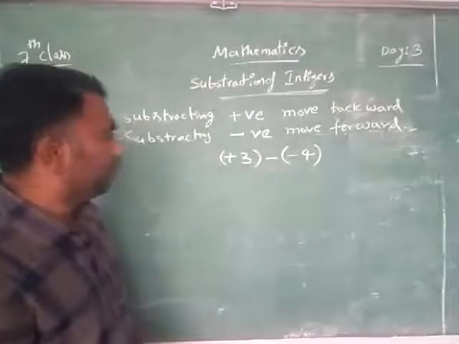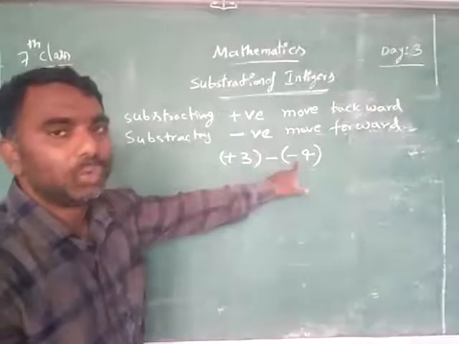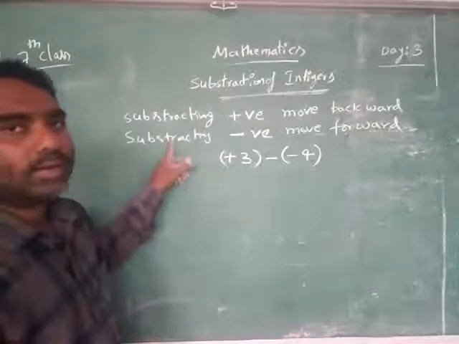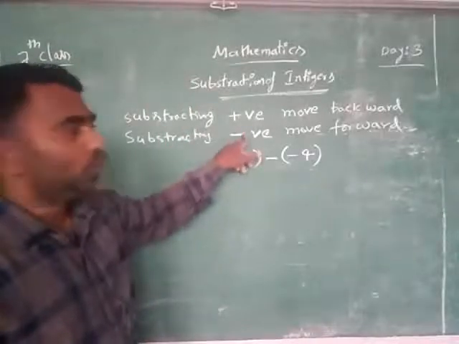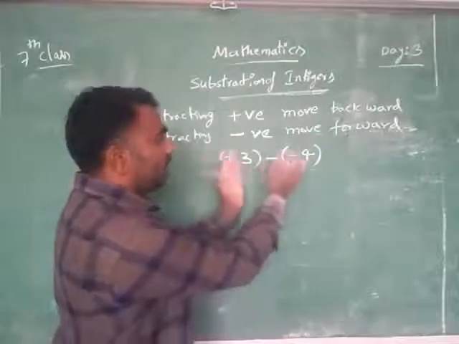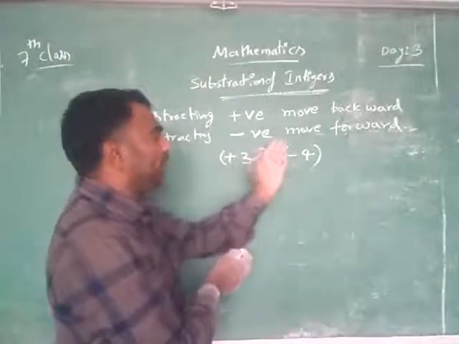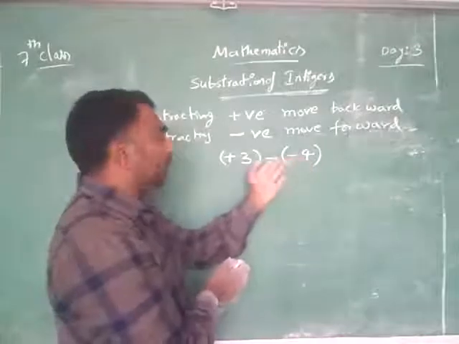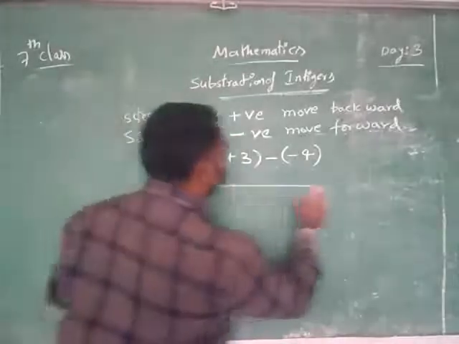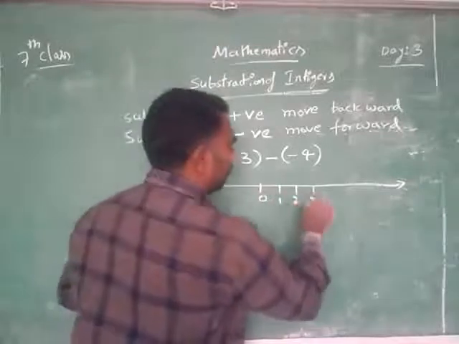Which situation is it? What are you doing here? Subtracting. What are you subtracting? Negative. Subtracting negative. Which is it? Second one. Subtracting negative, so we need to move forward. So try to understand what is in the question. What are you doing? I am subtracting. What are we subtracting? Negative. So what do we have to do? Move forward.